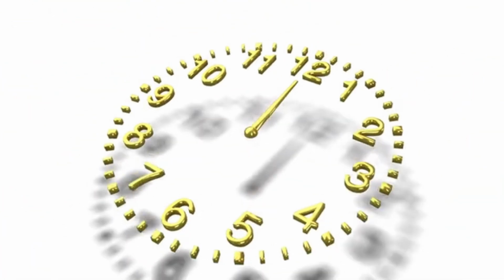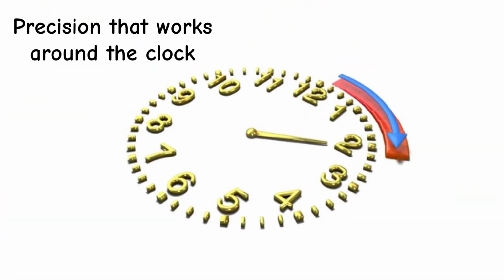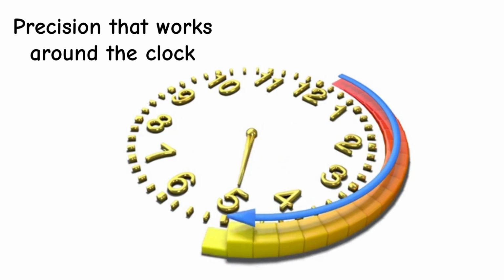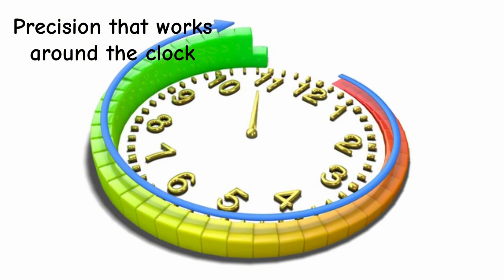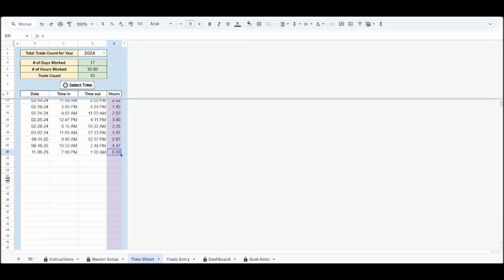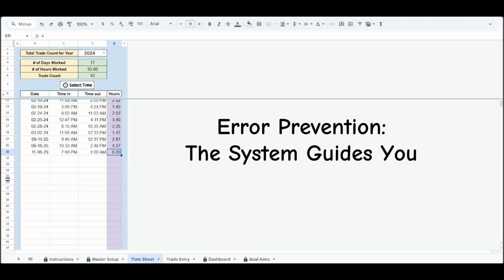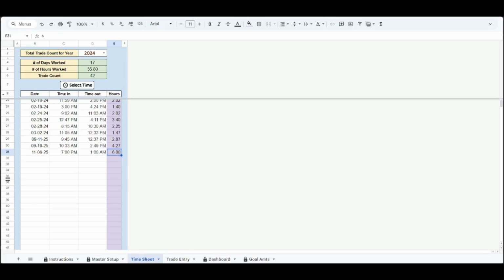This is especially useful for traders in different time zones, those who trade after-hours markets, or anyone who works irregular hours. The system handles it automatically every time. Now let's look at the intelligent validation system built into this timesheet. The system guides you through the correct workflow and prevents common data entry mistakes. Let's look at how the system handles a few error prevention scenarios.